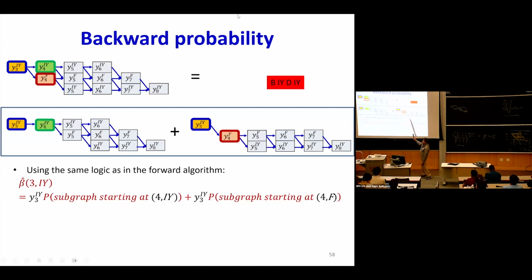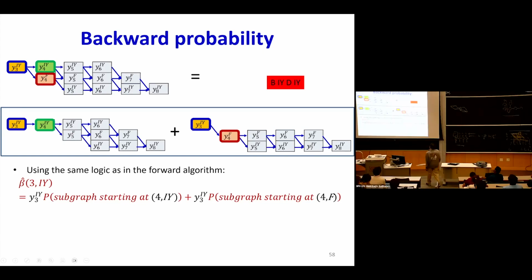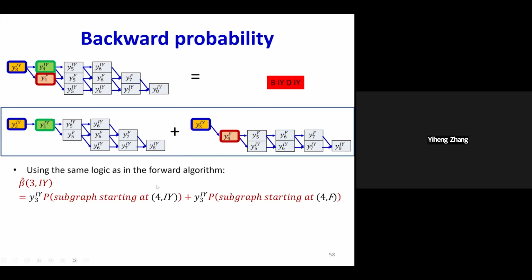What about this one? The total probability of all paths from y4f to the end. Can you repeat the question? So what is the total probability of all paths starting from this red node y4f to the end? Y4f, and then it's y5f plus y5i1?